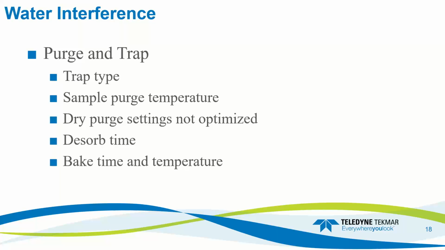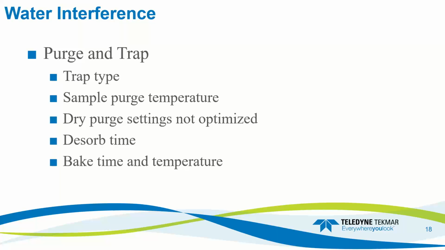On the purge and trap side, we can look into things like what kind of trap we're using. We want to make sure we're using the right trap for the method. The sample purge temperature: purging the sample at a higher temperature can drive VOCs out of the solution better, but there are trade-offs regarding adding additional moisture to that analysis. Possibly the dry purge settings aren't optimized, or there's too much desorb time, or it's not desorbing at the correct temperature. We also want to look into our bake parameters as well.